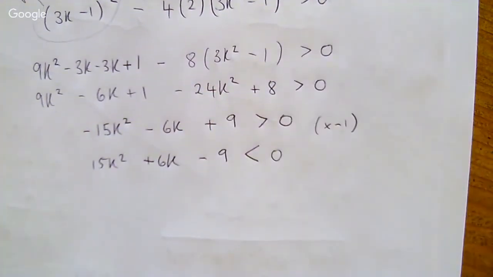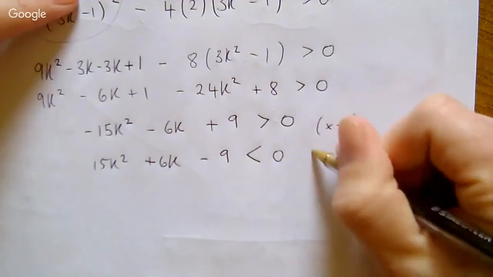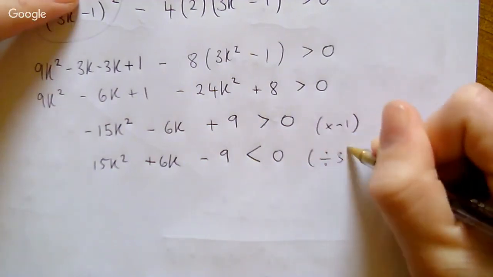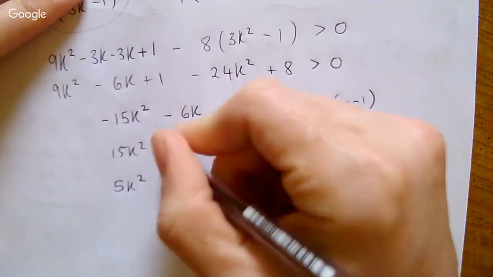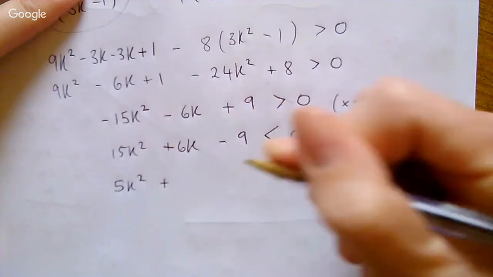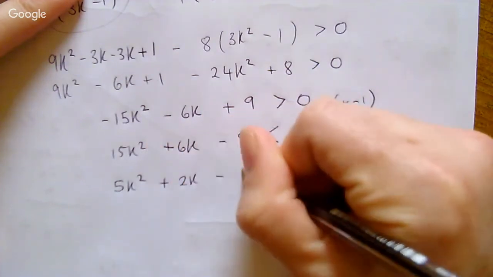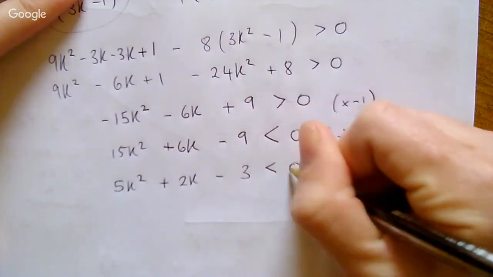Okay, and again, it's still not quite what they had in the original, which says show that it's 5k squared plus 2k minus 3. But hopefully you can spot that this is all divisible by 3. We get 5k squared plus 2k, and then minus 3, which is less than 0, as required.